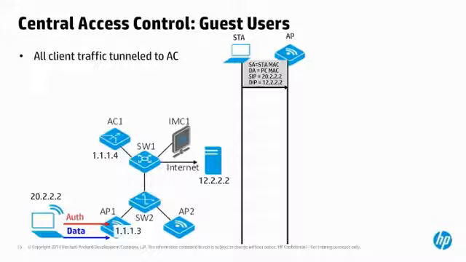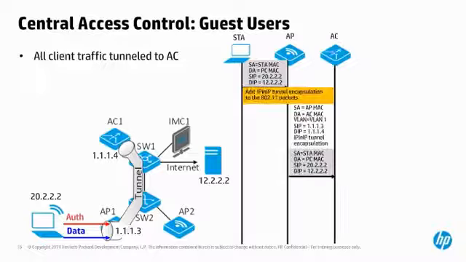With central access control, the client sends authentication and data frames to the AP as always. However, the AP wraps all 802.11 client frames inside another IP datagram. The source MAC and IP addresses of this new datagram are that of the AP itself, and the destination is the AC. Switch 1 and 2 are not aware of any WLAN client MAC or IP addresses, since all of this information is hidden inside the IP tunnel. All they see are the MAC and IP addresses of the AP and AC.